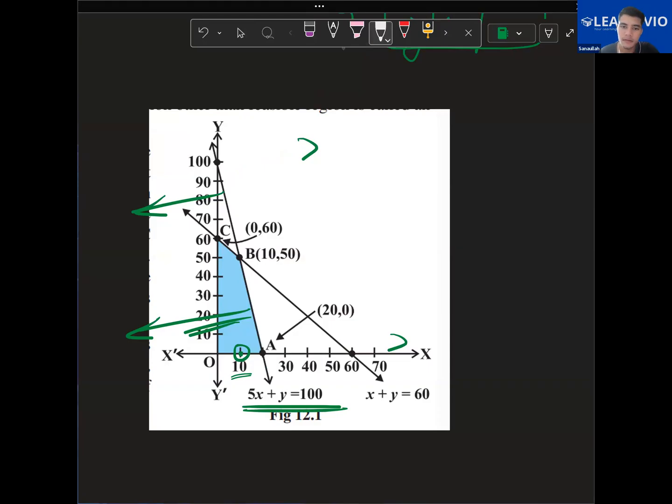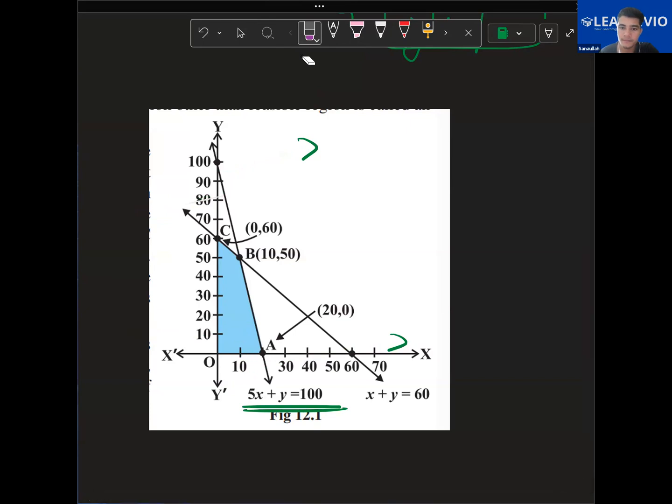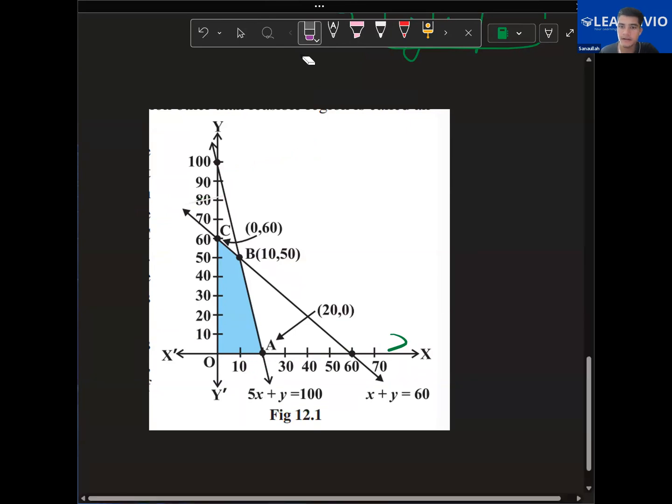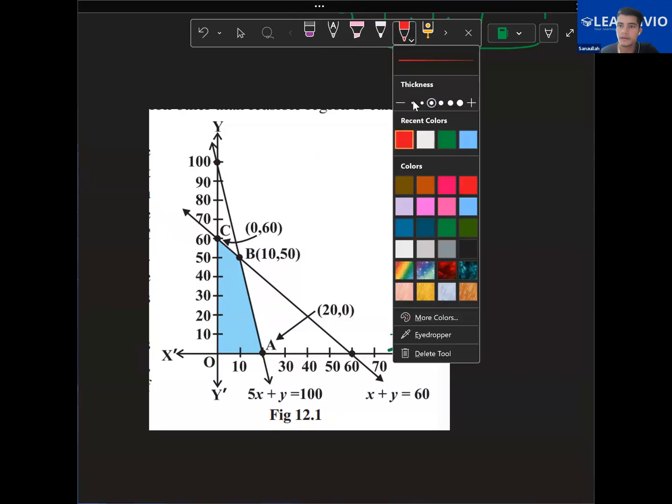So here my area, the feasible area, is fixed. Like I have to take the shaded portion only on the left hand side of this equation. So this is for the first line, right? That is 5x plus y equals 100. Similarly, you have to check for the others also. Let me explain that to you.